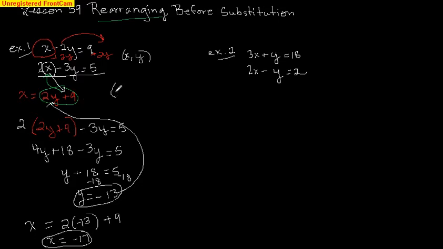Okay, let's try another one of these. Okay, another system of linear equations. They're both straight lines. They're linear equations. That means the degree of the equation is 1. This term is first degree, this term's first degree, so it's a first degree equation. Now we look to see which one would be the easiest thing to solve for.